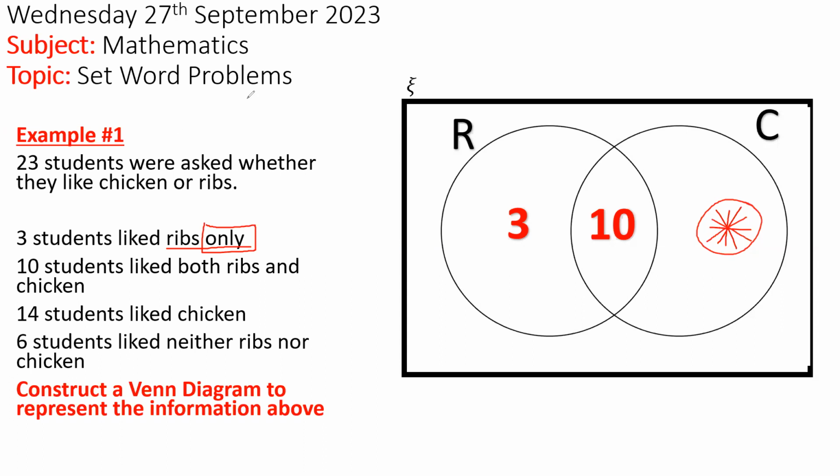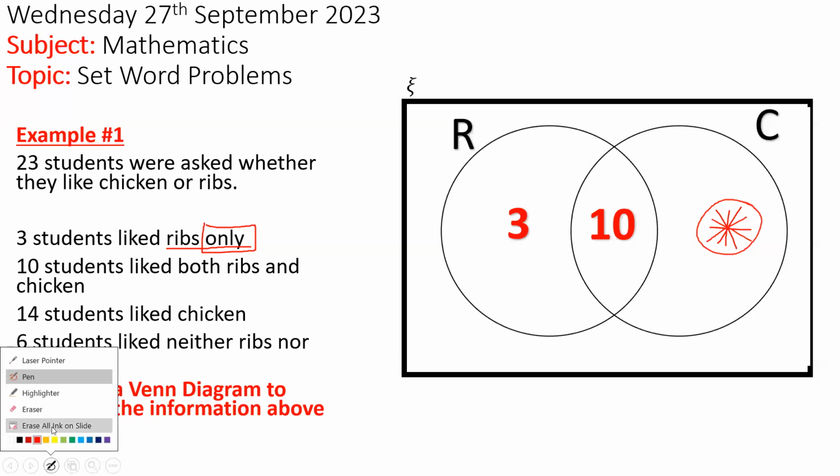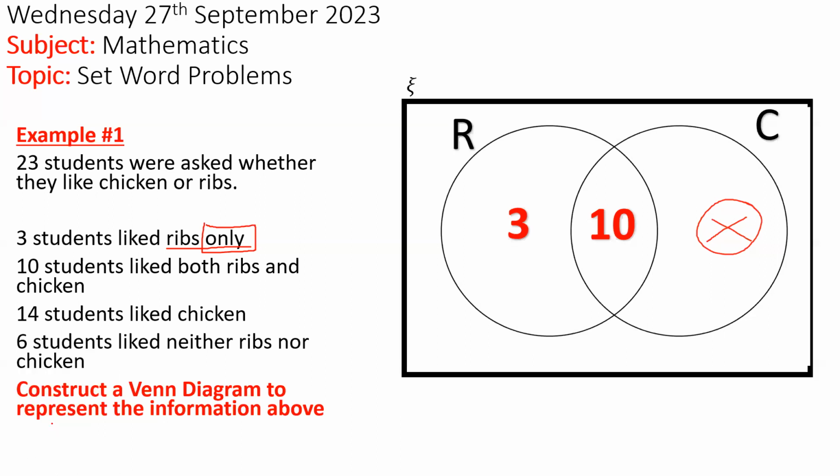Because it says 14 students like chicken. It didn't say only. So since 10 is already in both, I just put the 4 there, all on the right, chicken. How confident are you in your answer? I'm not too confident, but confident at the same time. You know a lot of persons put 14, right? Yes, sir.